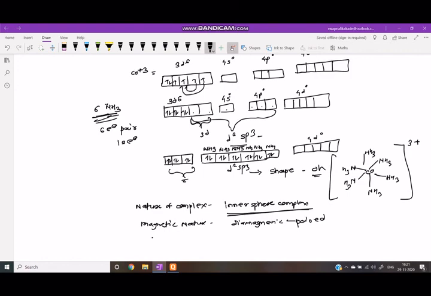Which type of complex is this, high spin or low spin? This complex is low spin because here pairing of electrons takes place. Therefore this complex is a low spin complex, not a high spin complex. The above complex is high spin because there is a presence of unpaired electrons. Here pairing of electrons takes place because of the strong field ligand NH3. Therefore this complex is a low spin complex.